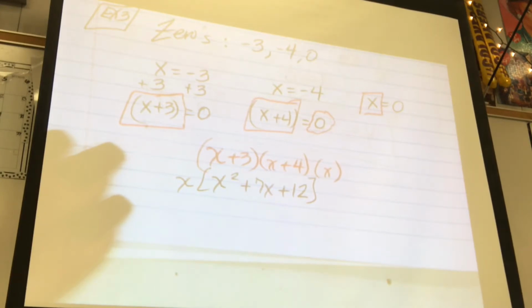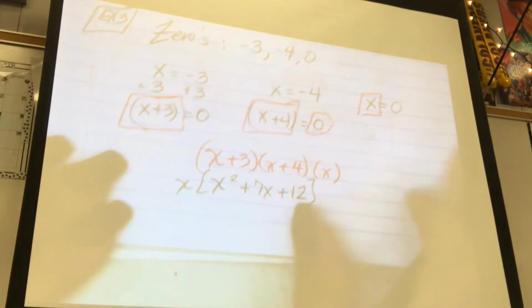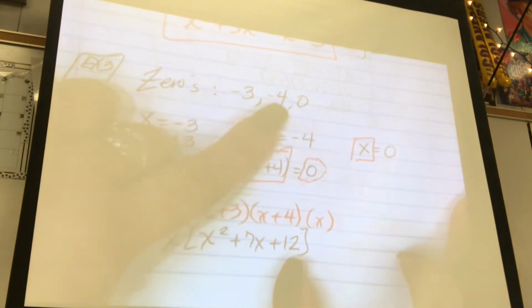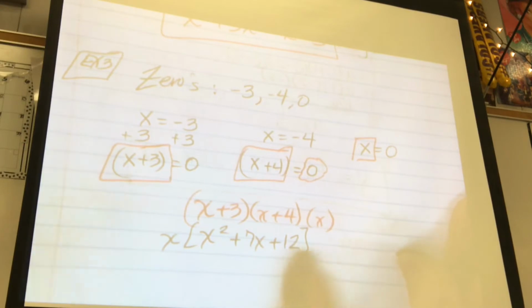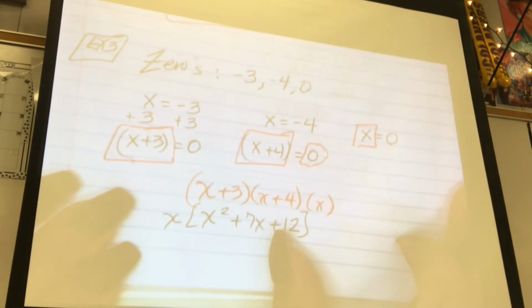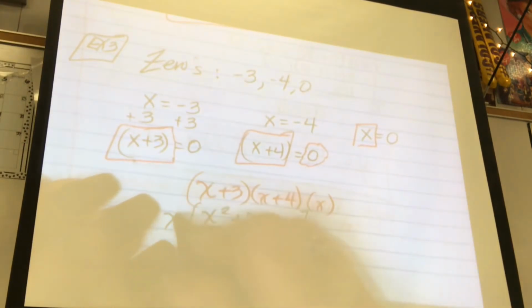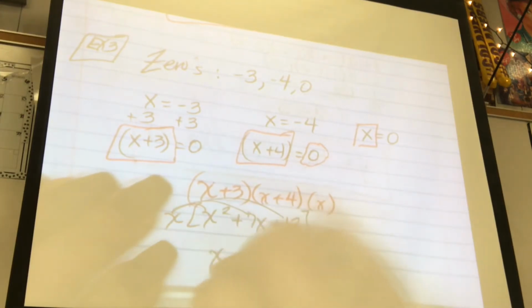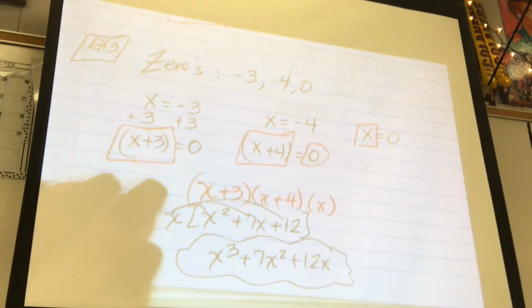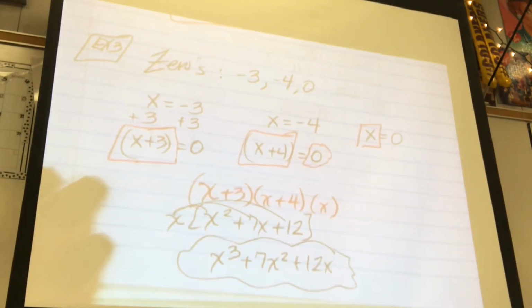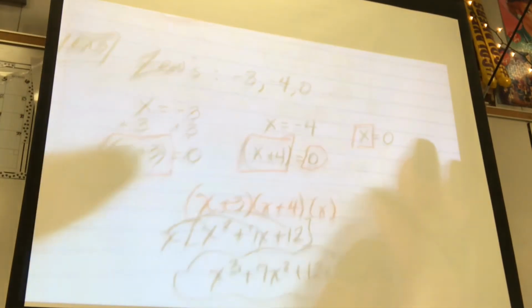Because this is a cubic, right? How do I know it's a cubic? 3 zeros. That means my answer better have a what when I'm done? x cubed, or I'm not done. So let's go ahead and multiply all these out. That's x cubed plus 7x squared plus 12x. And then you would plug it in the calculator to check. All right, we've got to do a couple more because I don't want you to feel like the homework is hard. Example 4.